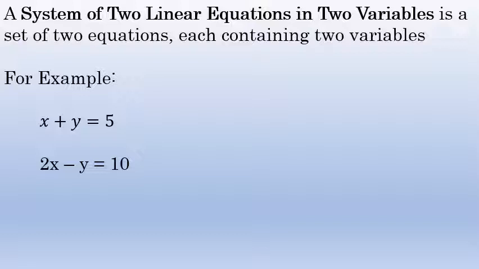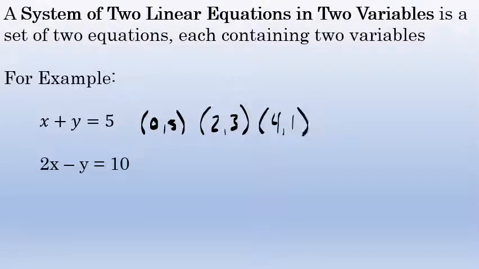For example, (0, 5) is a solution to the top equation because if I substitute a 0 for x and a 5 for y, that would result in a true statement. 0 plus 5 is in fact 5. Another example of a solution would be (2, 3). If I substitute a 2 for x and a 3 for y, 2 plus 3 would be 5. (4, 1) is another solution. (5, 0), an x of 5 and a 0 for y, would be a fourth solution. And like I said, there's an infinite number of solutions to x plus y equals 5.